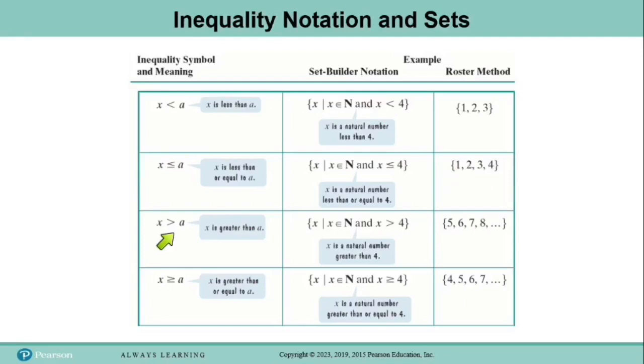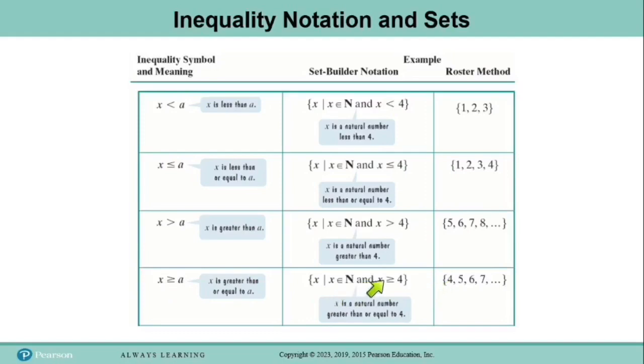We could have a greater than symbol. So the natural numbers that are greater than 4 are 5, 6, 7, 8, and so on. But if we have that or equal to bar under the greater than symbol, so if we have x is greater than or equal to 4, then we would include the 4, see?